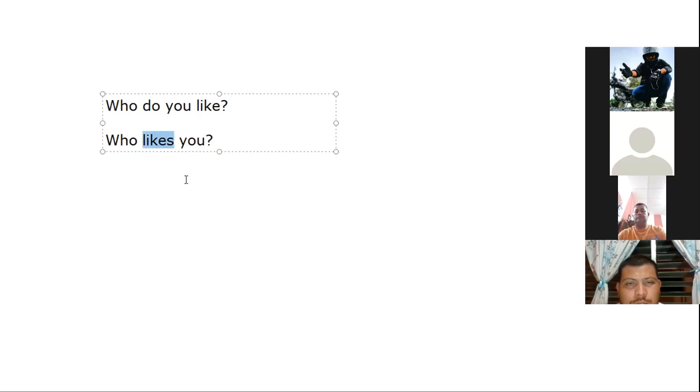Pero normalmente, in the questions, we never add the S, right? En las preguntas nunca le agregamos la S. Why is that? Because we use the auxiliary. When we use the auxiliary, we don't, for example, who, let me change this, right? Who does she like? So in this case, I don't say who does she likes, right? No, it's incorrect, right? Why? Because we use the auxiliary, right? That is the reason, right? That is the reason.